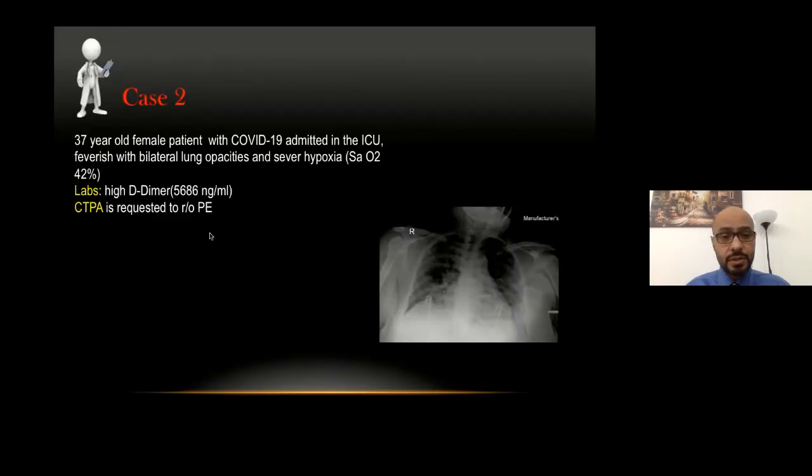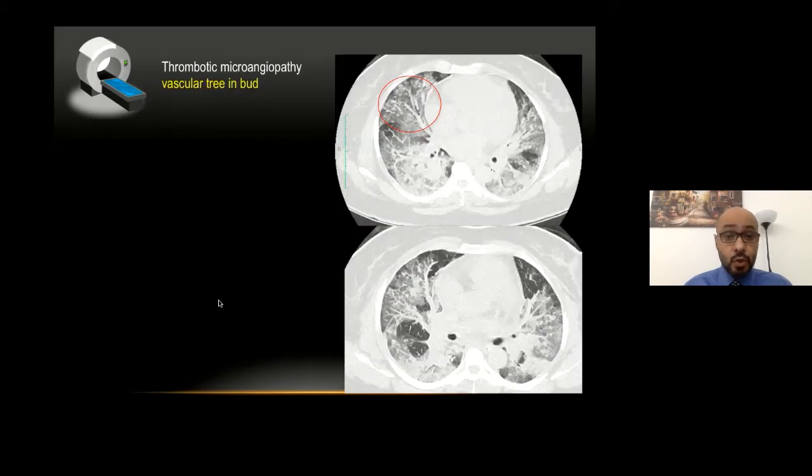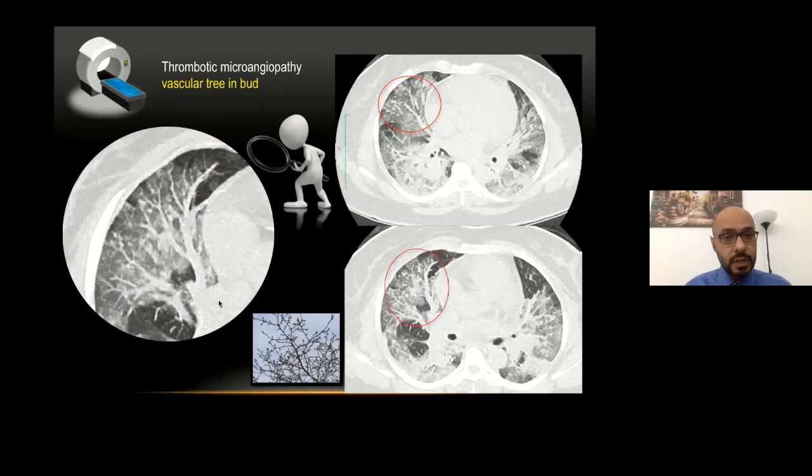The other case is a 37-year-old female patient with COVID-19 admitted to the ICU with fever, bilateral lung opacities, and severe hypoxia, with high D-dimer. CT pulmonary angio was requested to rule out pulmonary embolism and revealed filling defects in the segmental and subsegmental branches. We also have a dilated pulmonary trunk indicating pulmonary arterial hypertension. In this case we also had thrombotic microangiopathy shown by the vascular tree in bud. You can notice it here very clearly.